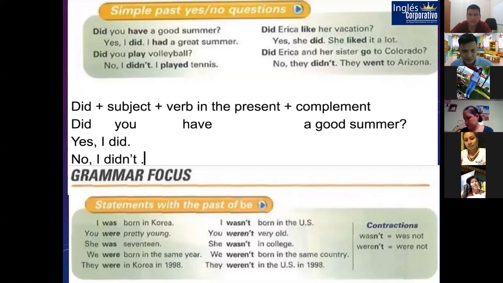Okay, students, continue with this. Sé que es un poco, you know, kind of confused, but we're gonna learn this. Now we're gonna see the negative way, right? Wasn't and weren't. ¿Cuál es la diferencia? Solo agregamos not. Was not. Wasn't. Weren't. Very good. Okay, repeat this after me.